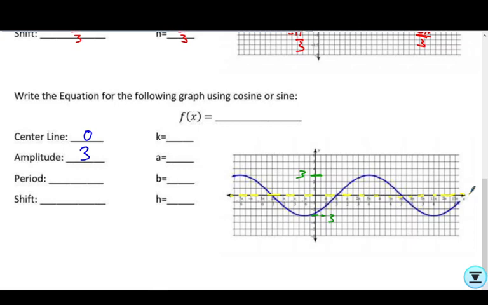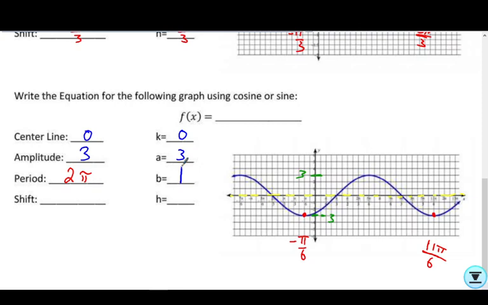But let's figure out our period. So again, the easiest way of doing that is starting from crest to crest. So this is at -pi/6, and this is at 11pi/6. So the length of your wave is 12pi/6, which is 2 pi. Okay? So from this, k is 0, amplitude is 3, b is 1. There's been no change in my period. So now it just depends on if you're using sine or if you're using cosine.